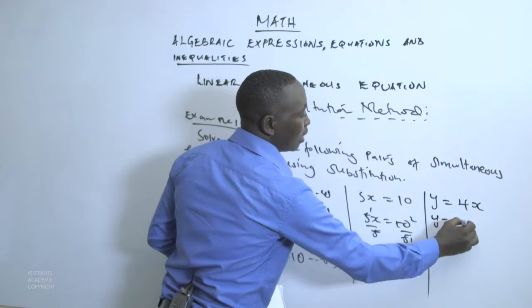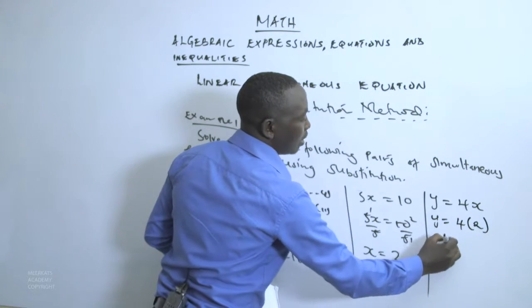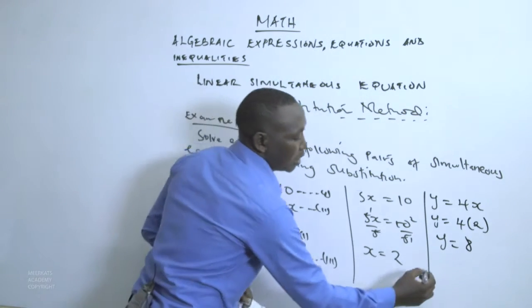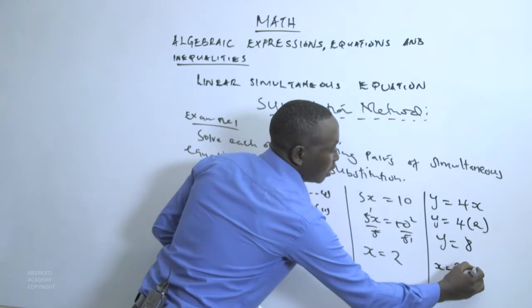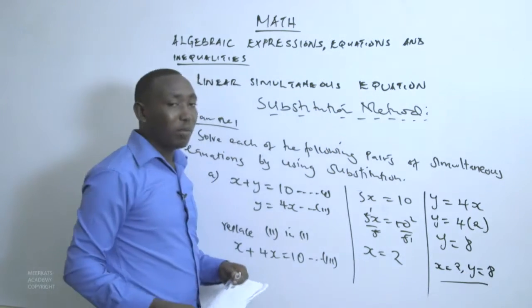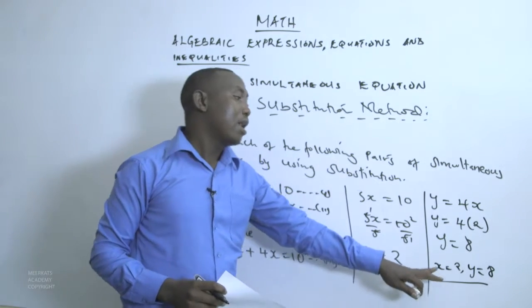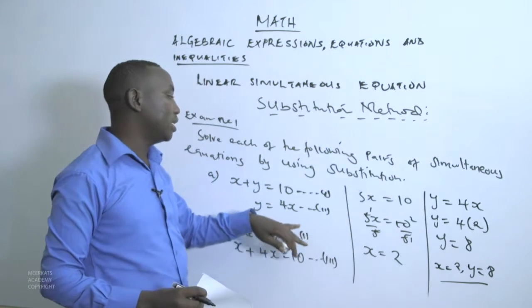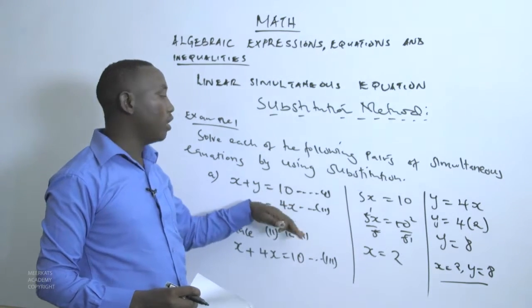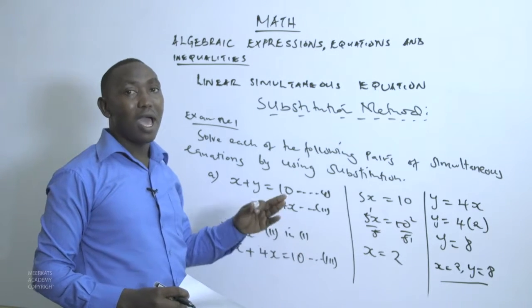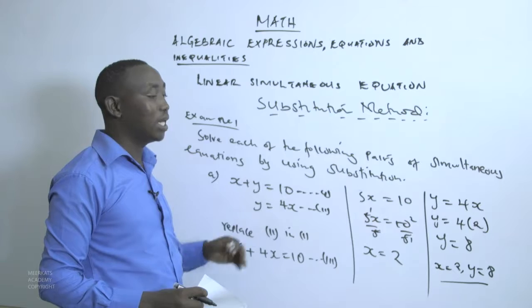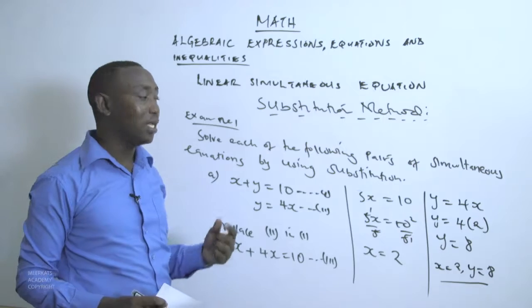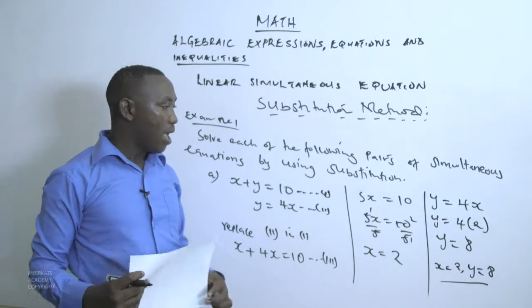This will be y is equals to 4 multiplied by 2. Therefore, y is going to be 8. Now we can say that the value of x is 2, the value of y is 8. And this particular solution matches the two equations. You can always go back and check whether 2 and 8 are the required solution for these two particular equations. But that's how we can use substitution to solve linear simultaneous equations.